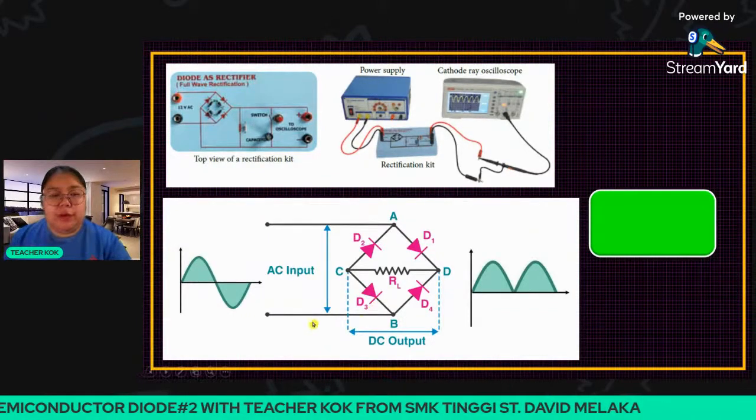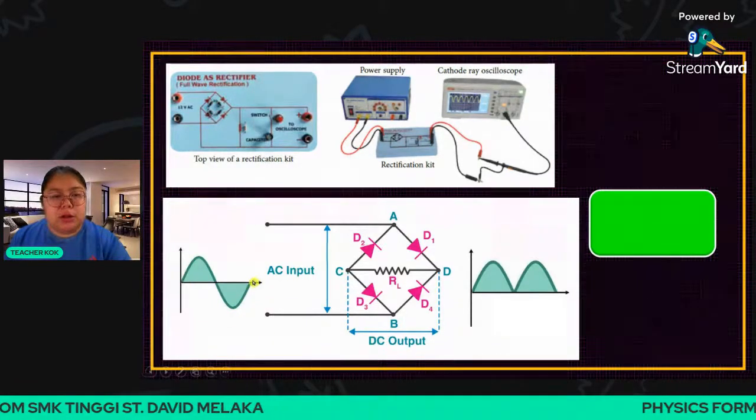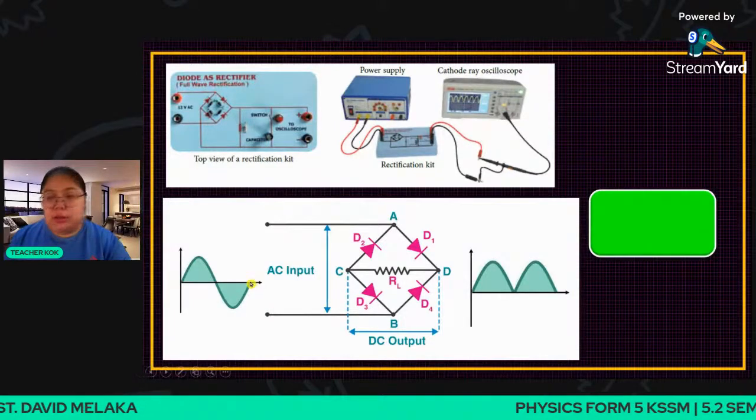Okay. So from here, we're going to see the first one, the input. Okay, the input is alternating current.